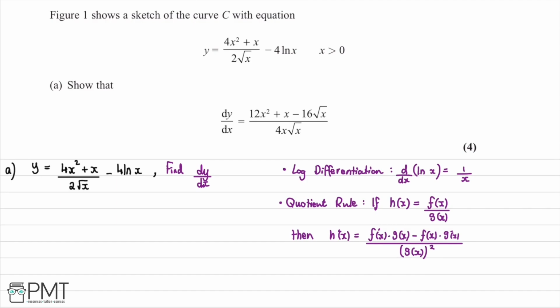So we're being asked to find dy by dx, so we need to differentiate this, and we can see that effectively we have two parts of this equation. We have this part here, and then we have this part here. So we can split these up and do these separately and then bring them back together at the end. So we're first going to take a look at our log differentiation here.